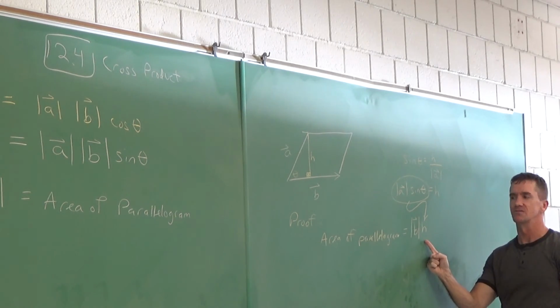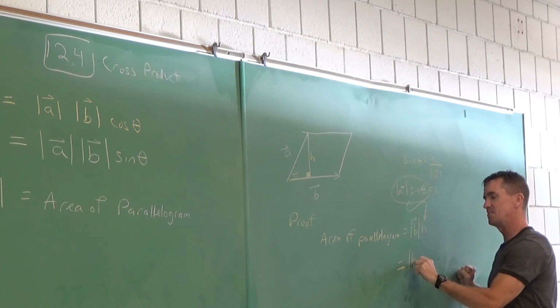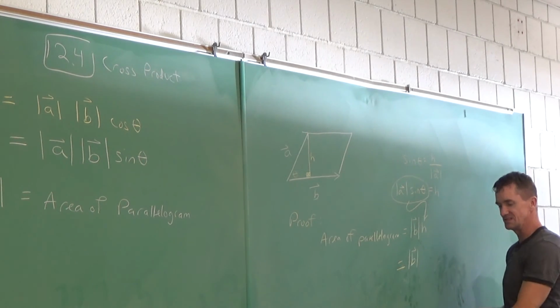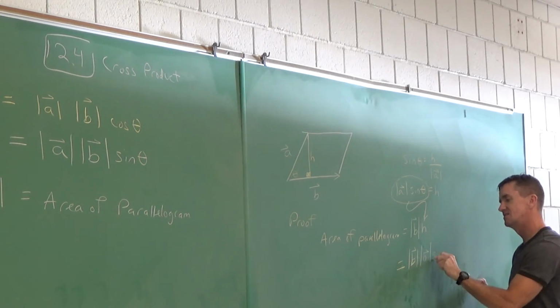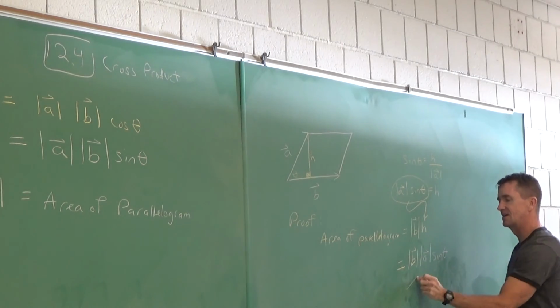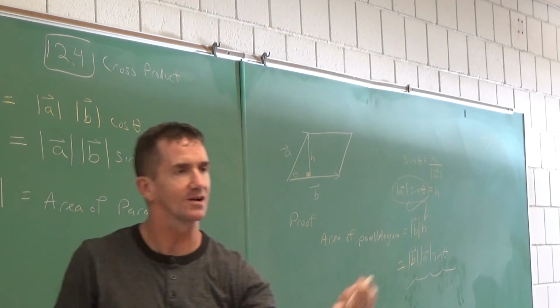And I think we've done the proof. What's the area of the parallelogram? Keep that magnitude of b. What replaces this h? The magnitude of a and the sine of theta. Isn't that cool? That was a quick proof. It will always be equivalent to the area of the parallelogram.